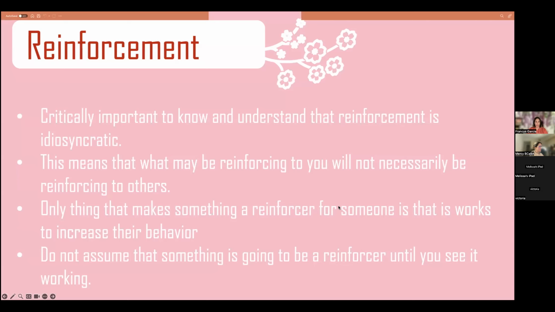Okay. So critically important to know and understand that reinforcement is idiosyncratic, which means that something may be reinforcing to you, but will not necessarily be reinforcing to others. Also a term that you have to know, I don't know how to pronounce it, but it's a fancy word to say that it depends on the person.